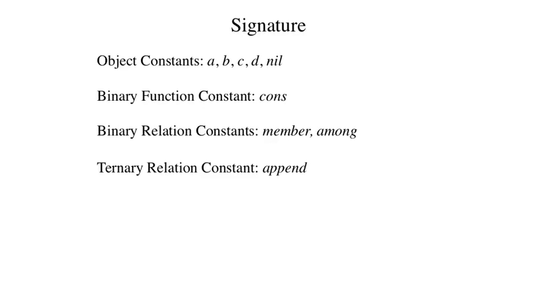The signature for our language consists of some object constants, A, B, C, D, and nil, to denote the atomic elements, and a single binary function constant, cons. And we'll define three relation constants: member, among, and append.